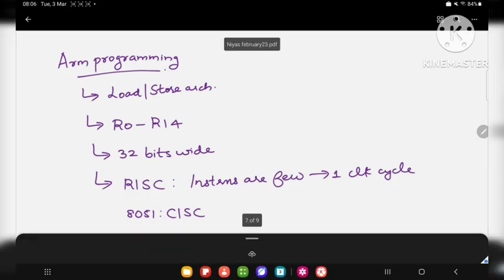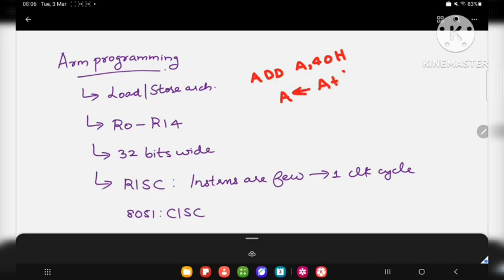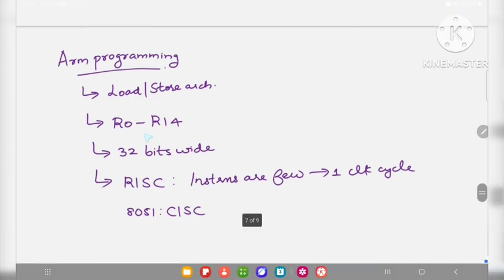The meaning actually is, in 8051 I could write an instruction like ADD A, 40H. What was the meaning? The value in accumulator A and the internal RAM address 40H will be added and saved to A. So a direct memory operation, an arithmetic operation in memory, was possible in 8051. Whereas in ARM, this is not possible. If you want to perform an arithmetic or logical operation, you have to first load those values into the respective registers, any of the registers, and then perform the corresponding operation. So that is the meaning.